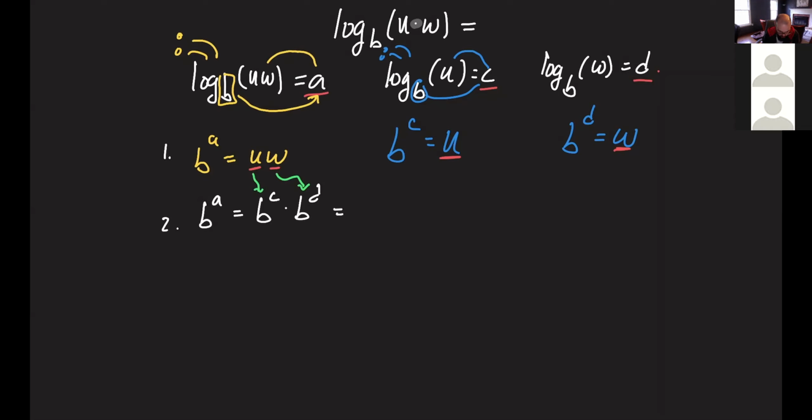So using exponent rules, I could really write this as B to the C plus D. We know that if I multiply two things with the same base, I add the exponents. And so in part three, B to the A is equal to B to the C plus D, then I want to know how is A related to C and D?